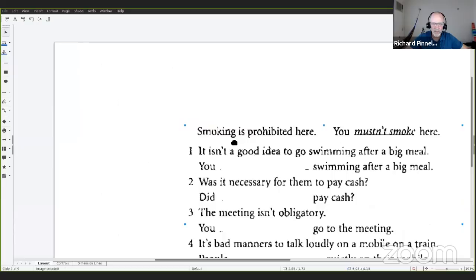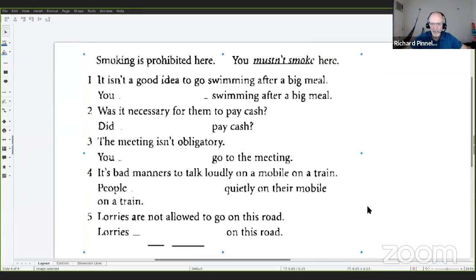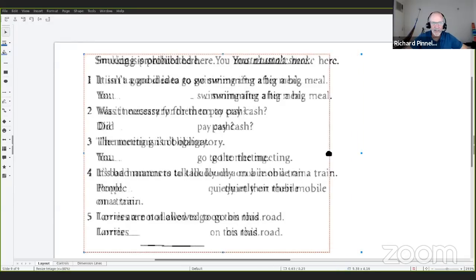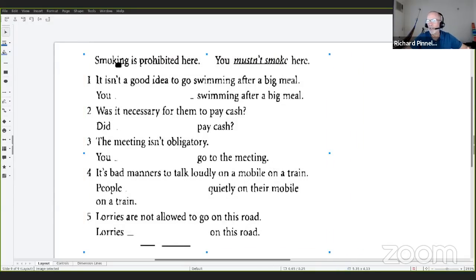Ok, podemos ver eso. So, aquí tenemos que escribir las frases. For example, smoking is prohibited here. Fumar es prohibido aquí. Escribirlo en otra manera usando must, have to, should. Por ejemplo, you mustn't smoke here. Yeah. It isn't a good idea to go swimming after a big meal. No es buena idea ir a nadar después de una comida grande.